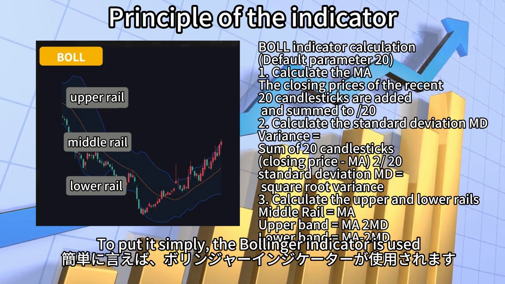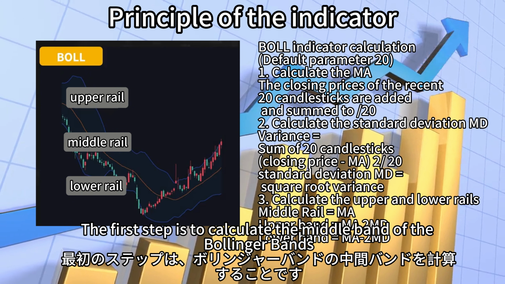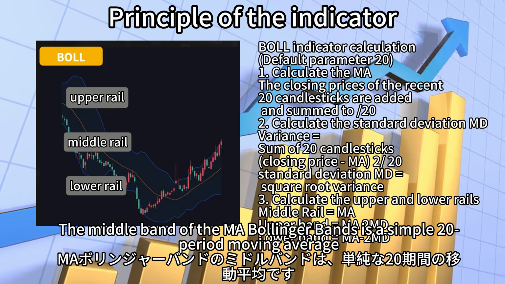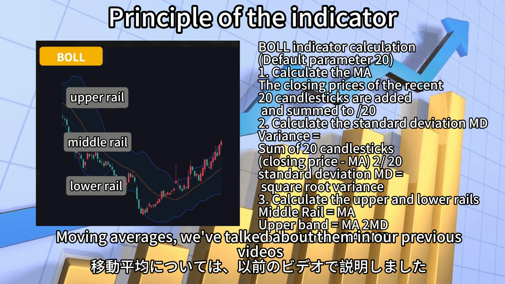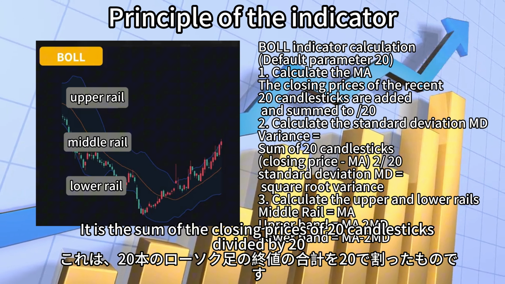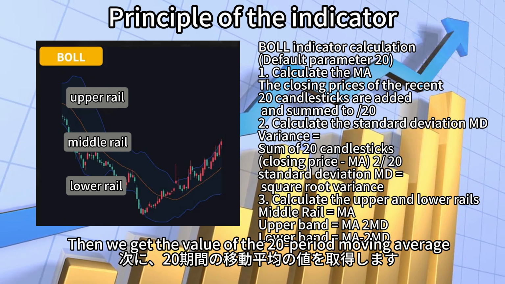To put it simply, the first step is to calculate the middle band of the Bollinger Bands. The middle band is a simple 20-period moving average. Moving averages, we've talked about them in our previous videos. It is the sum of the closing prices of 20 candlesticks divided by 20. Then we get the value of the 20-period moving average.